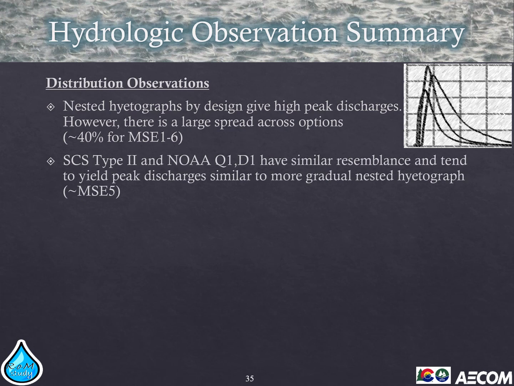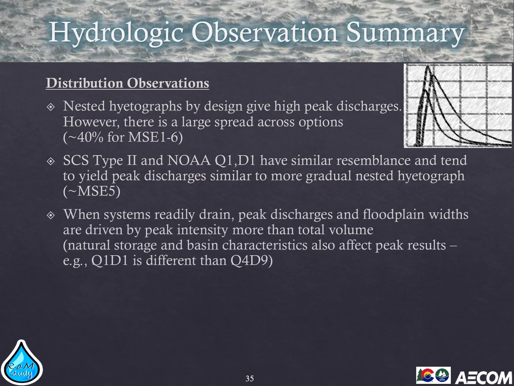SCS Type 2 and NOAA Quartile 1, Decile 1, they have similar resemblance to each other, and they're going to tend to yield a peak discharge that's maybe on the lower end of the spectrum for nested hyetograph, but still within that. And then obviously the other distributions, like the other quartiles and deciles that aren't as drastic, will give lower results.